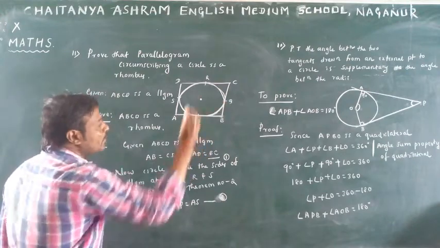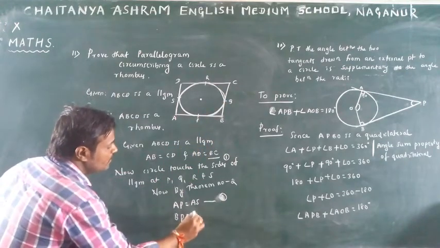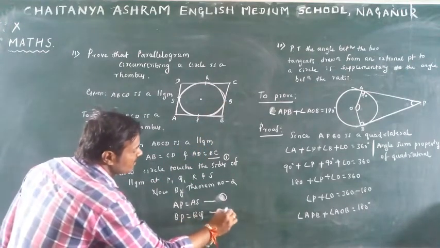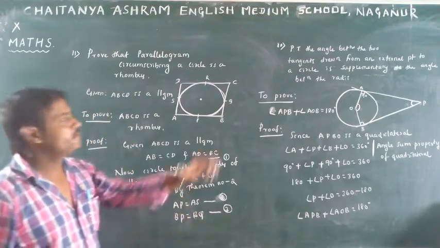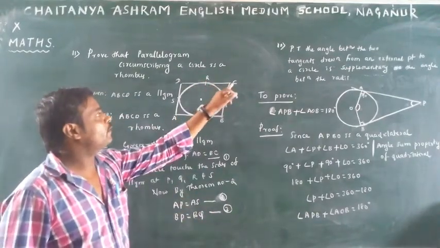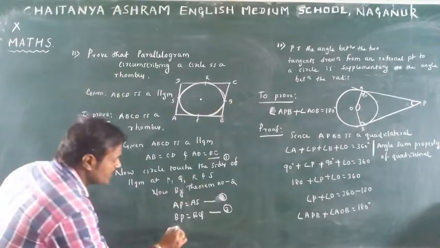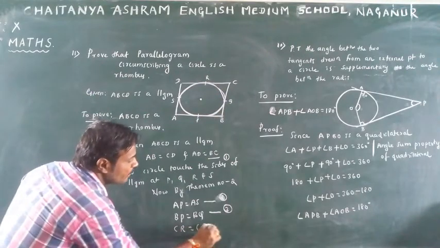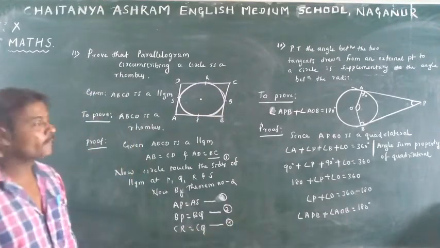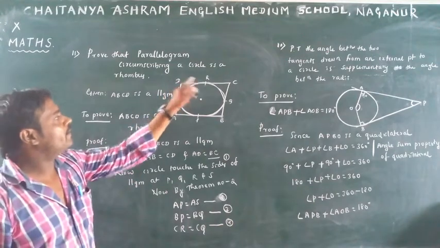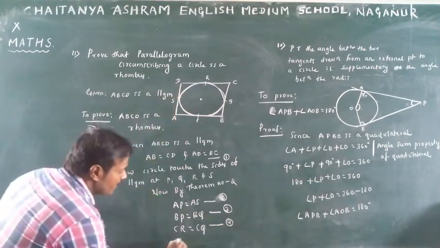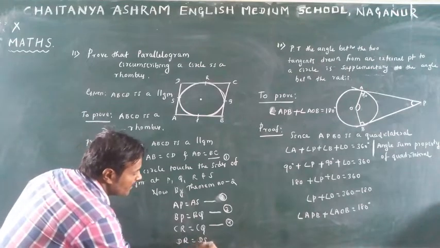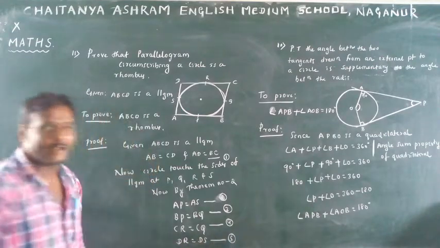BP is equal to BQ. Say this result is 3. Similarly, CR equal to CQ. Result number 4. DR is equal to DS. This is result number 5.